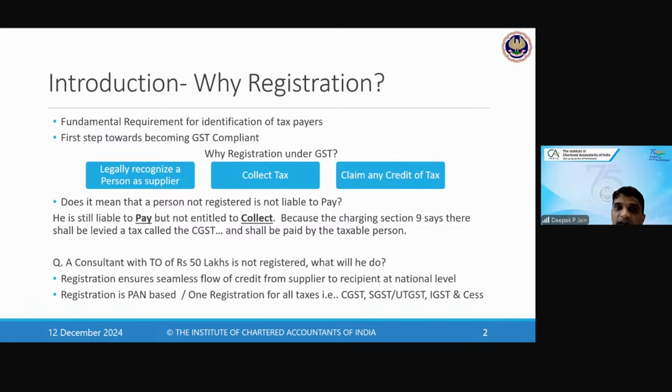So GST will be collected by the shopkeeper. From the manufacturer, he will collect it from the distributor. Distributor will collect it from a retailer. Retailer will collect it from you. So MRP means that it's a maximum retail price on which GST has been collected.